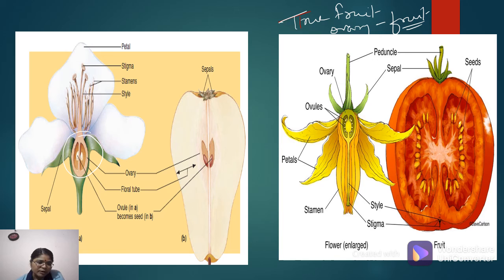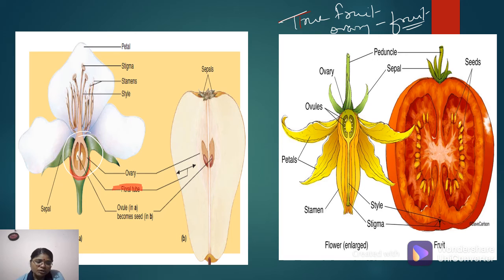Now what has happened here is that there is this floral tube. Can you see this floral tube? This part of the thalamus has grown here. So the part of the thalamus has grown here. You can see this is your floral tube and this is the part of the thalamus.